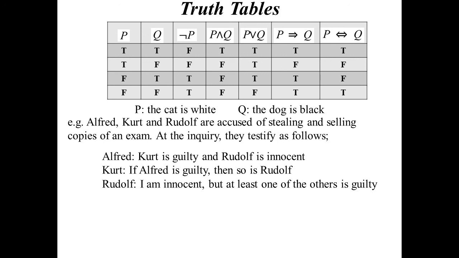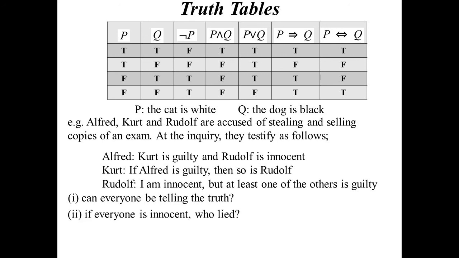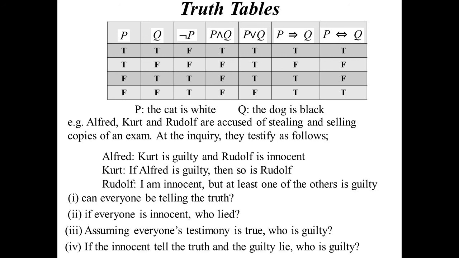What you have to work out: can everyone be telling the truth? Is that possible? If everyone is innocent, who lied? Someone must have lied. And assuming everyone is telling the truth, who's the guilty person? Oh, there's a fourth one? There we go. If all the innocent people tell the truth, and the guilty lie. All right.